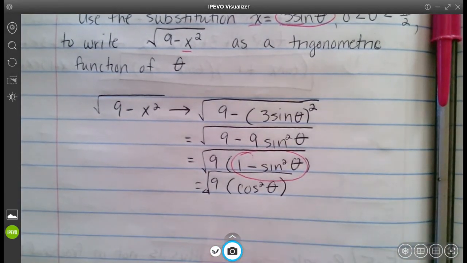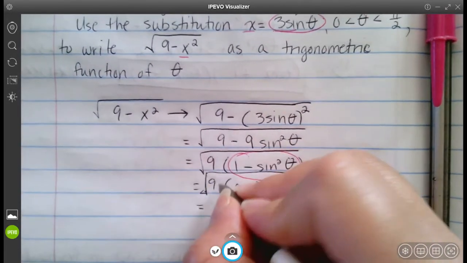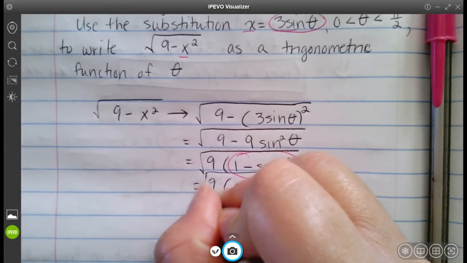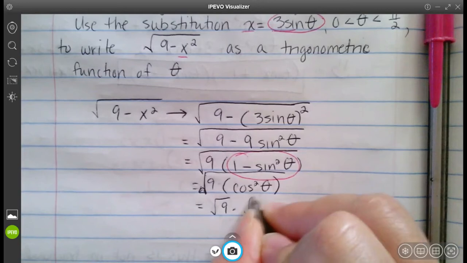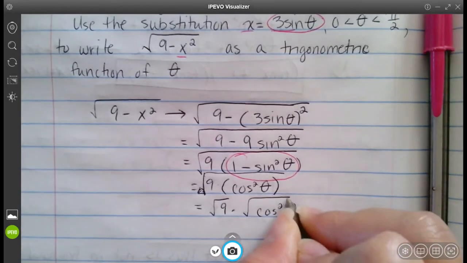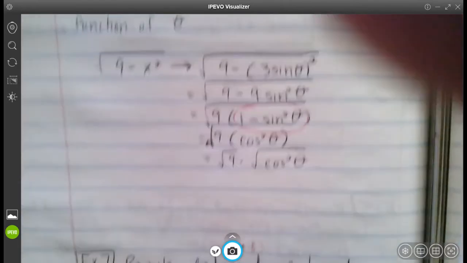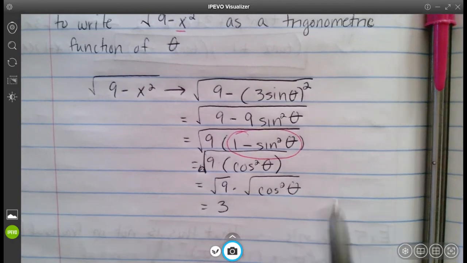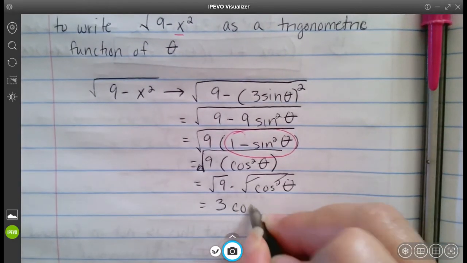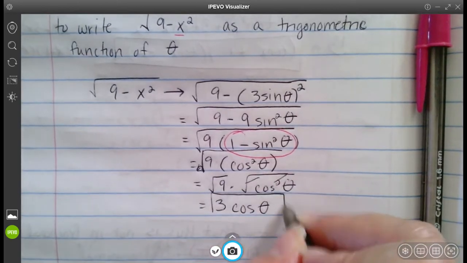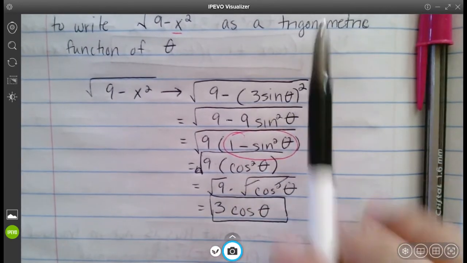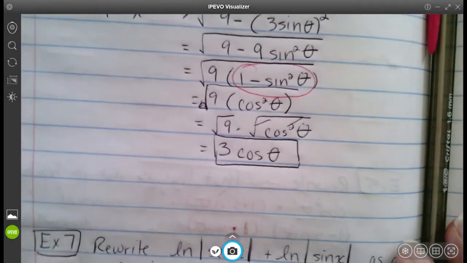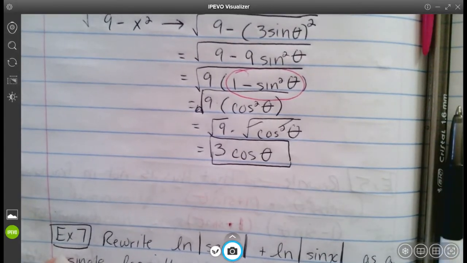Okay, and since we are taking the square root of this, and it's multiplication, we're not adding or subtracting. If it was adding or subtracting, whole different story, but we are multiplying, so we can do this: square root of 9 times the square root of cosine squared theta, and you'll notice right away that this is going to be equal to 3, because the square root of 9 is 3, and my cosine squared theta is going to become just cosine theta. And we use the positive one because it told us up here that theta is in quadrant 1. So everything is positive in quadrant 1, okay? And yeah, that's it for that one.